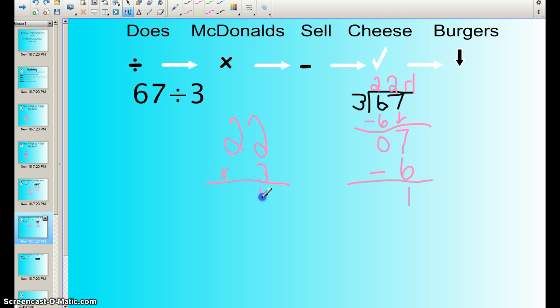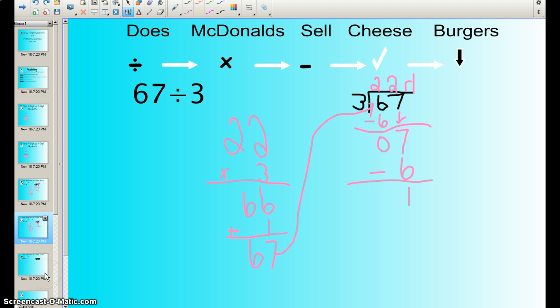3 times 2 is 6. 3 times 2 is 6. I've got 66 plus my 1 remainder. 66 plus 1 is 67. Let's check to see if my two numbers match. My product matches right here and my dividend matches. Very good.